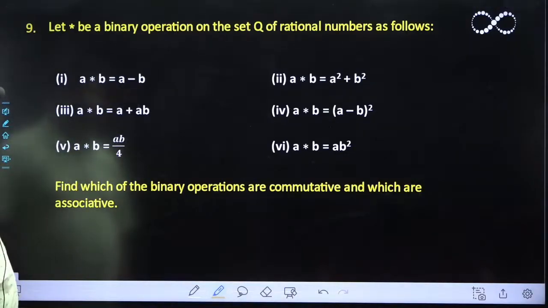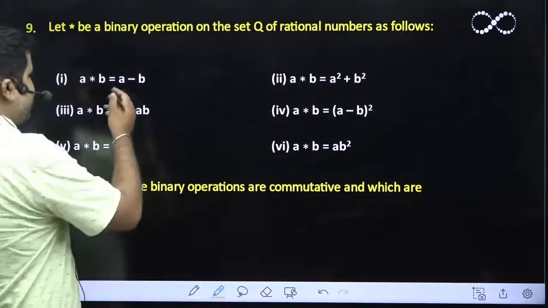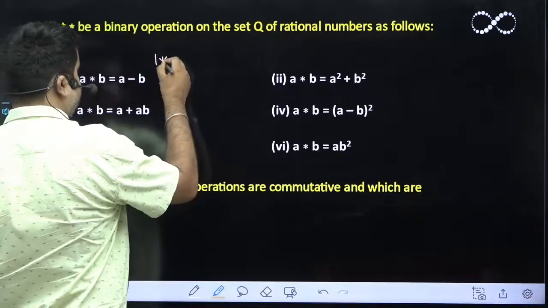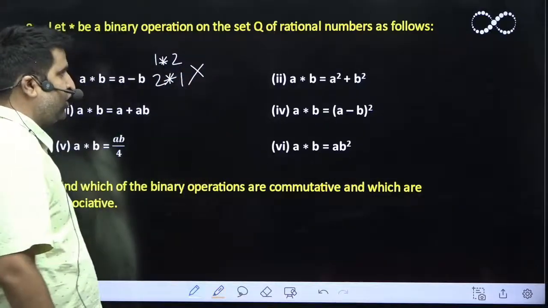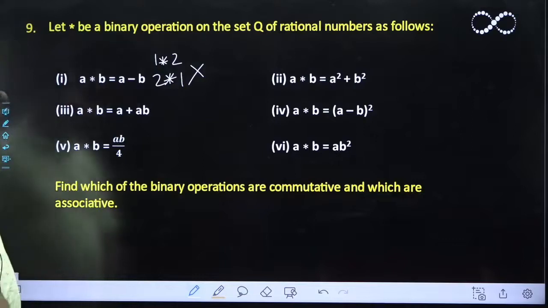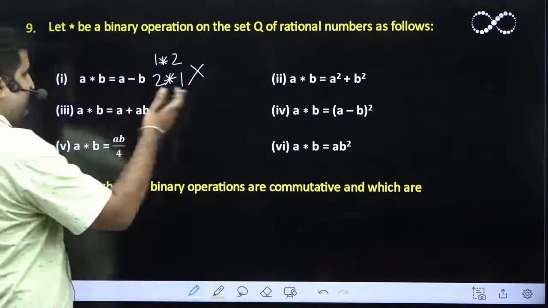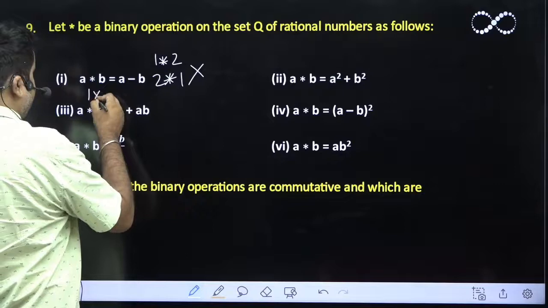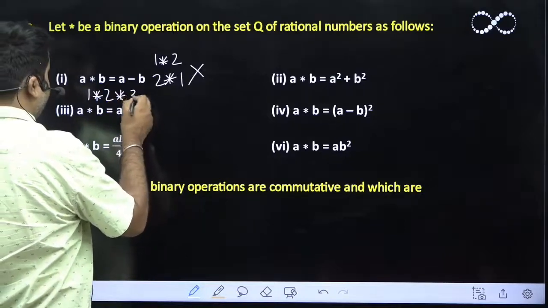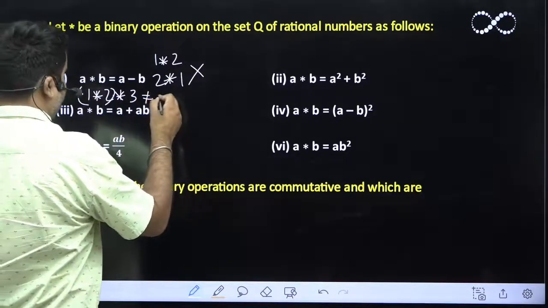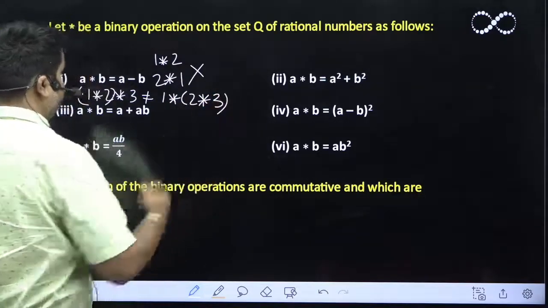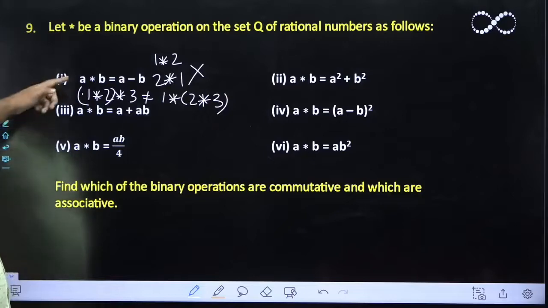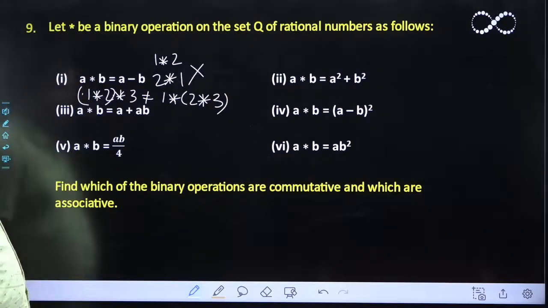For which of the binary operations are commutative and which are associative? So simply see the first case, 1 star 2, 2 star 1. They both are different, so it will not be commutative. Okay. So it's pretty simple to see in all these cases, and similarly you can see that (1 star 2) star 3 is not equal to 1 star (2 star 3). Therefore, it will not be commutative, it will not be associative.